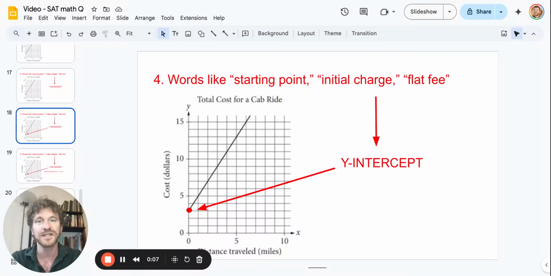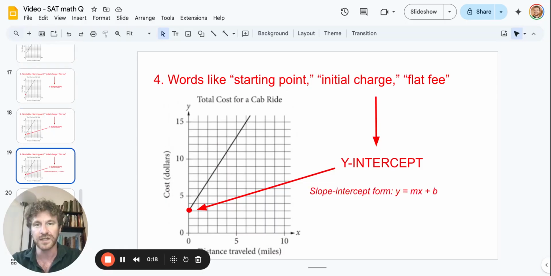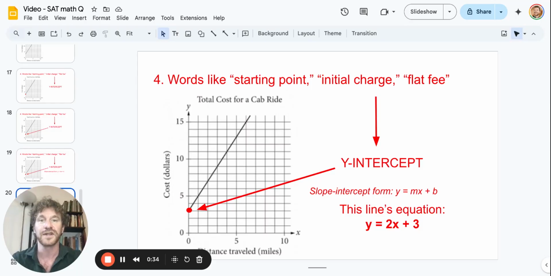What's the y-intercept again? Yep, of course, it is that place where the line crosses through the y-axis, where x equals 0. And we remember that our line can be expressed in slope-intercept form, y equals mx plus b, where m is the slope, b is the y-intercept. And we know that the slope of this line is 2, and we can see that it crosses through the y-axis there at 3. So this line's equation is y equals 2x plus 3.